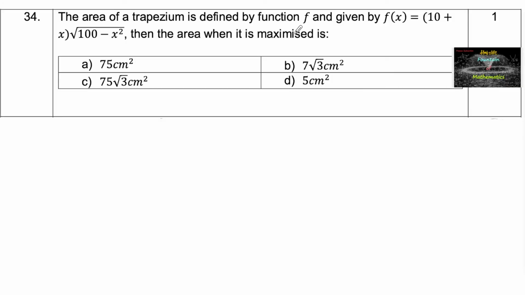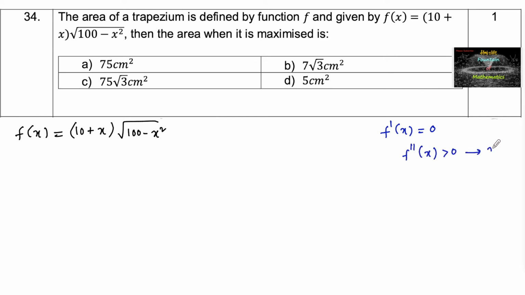The area of a trapezium is defined by function f and given by f of x is equal to (10 plus x) root over (100 minus x square). Then the area when it is maximized is, it's a given area function. So the method of solving this problem is, let us first find the value of x for which f dash of x is equal to 0, and then substitute in the double differentiation. If it is greater than 0, we can say the area function is minimum, and if f double dash of x is less than 0 for the values of x, then we can say it is maximum.